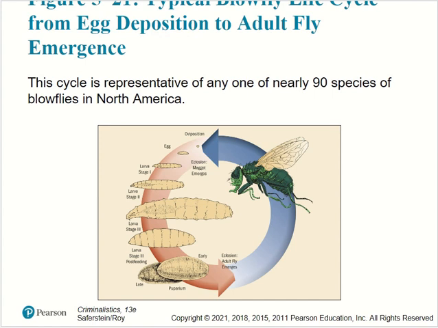Here we have the life cycle from egg deposition to adult fly emergence. The cycle is representative of any one of nearly 90 species of blowflies in North America. Going from egg, larval stages 1, 2, 3, 3 after feeding, and then late stage puparium, early, and eclosion, adult fly emerging.